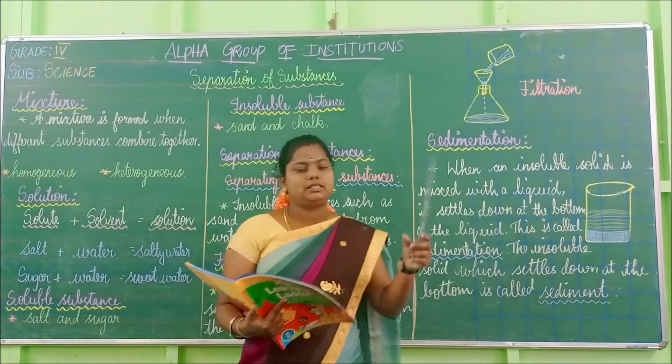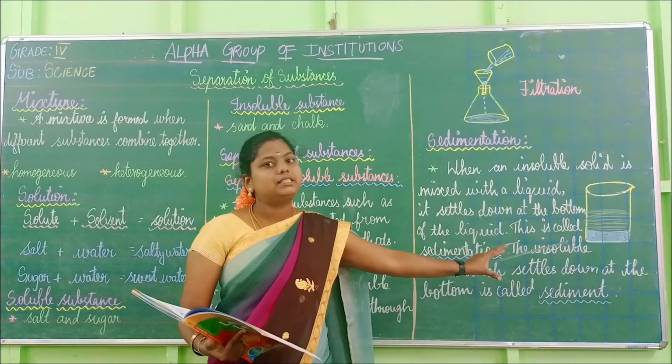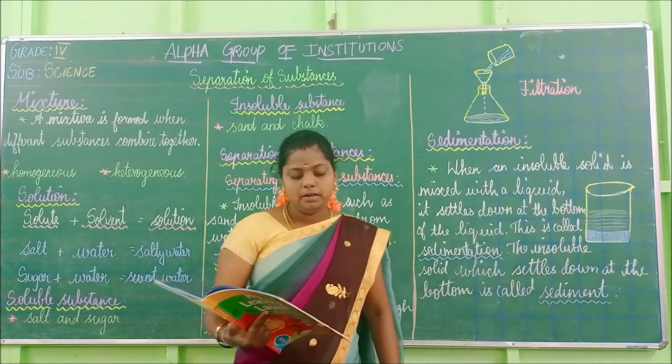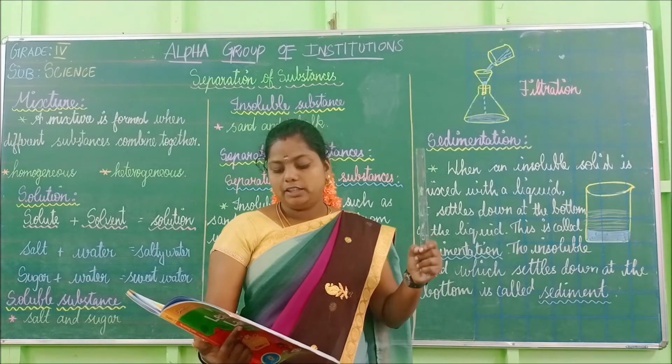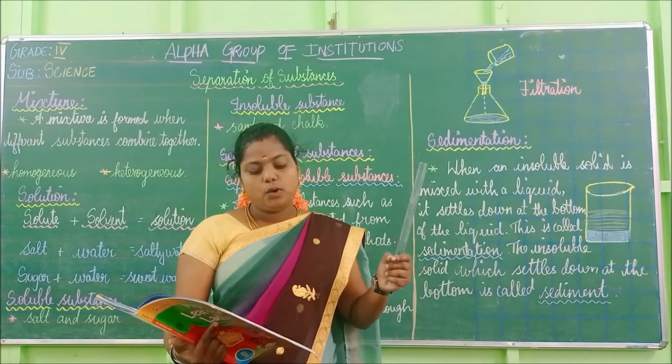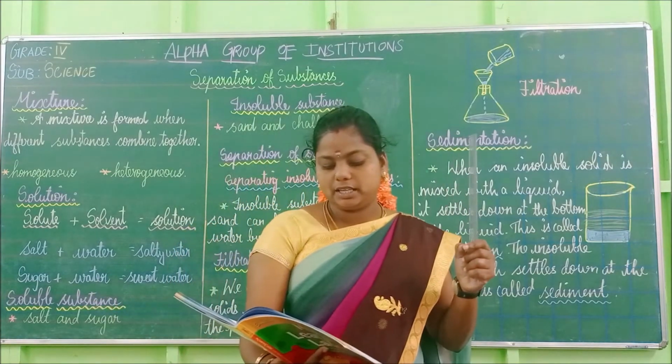So take a container, add water, sand and clay. Keep it aside for 10 minutes. Then after 10 minutes, you will notice that sand has settled down at the bottom of the container, while clay has settled above the sand. This is because sand is heavier than clay.